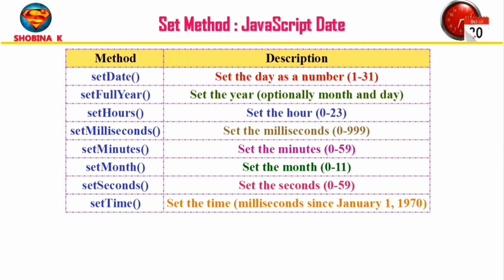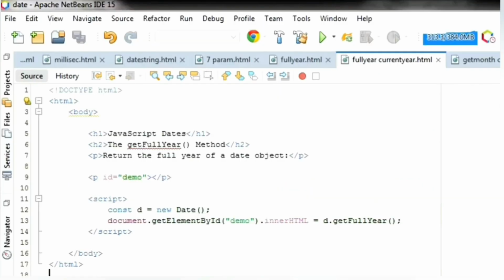The setDate method will set the day as a number from 1 to 31. setFullYear will set the year. The setHours method will set the hour of a date object from 0 to 23. setMilliseconds will set the milliseconds of a date object. setMinutes will set the minutes of a date object from 0 to 59. setMonth will set the month of the date object. setSeconds will set the seconds of a date object from 0 to 59. The setTime method will set a date to a specified number of milliseconds before or after the 1st of January 1970. So with the get methods, you can retrieve specific information from a date.